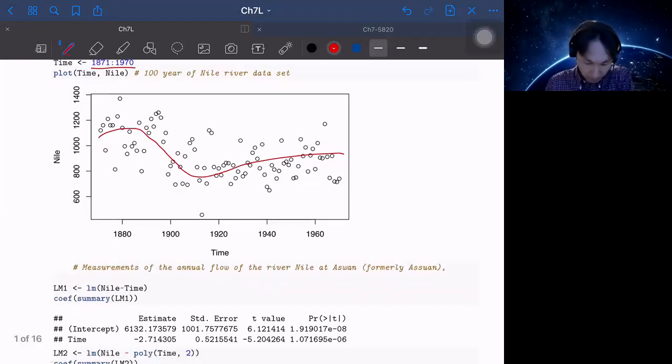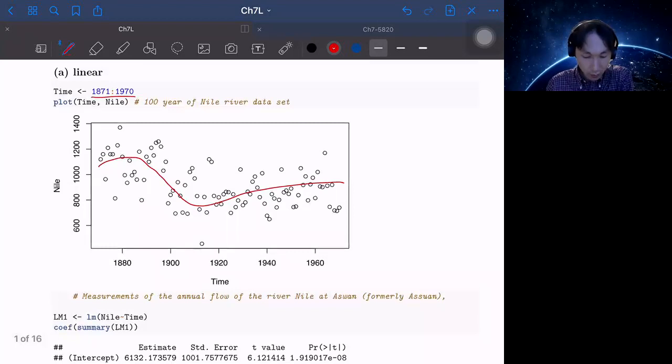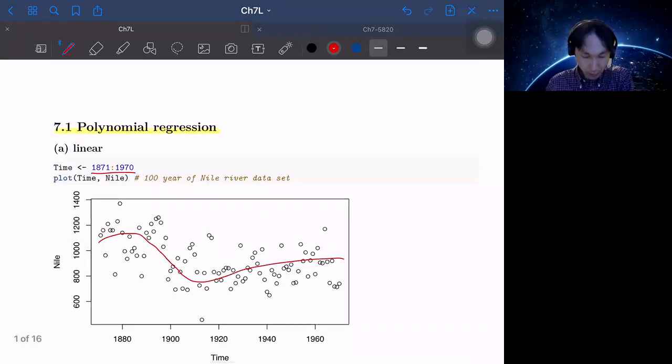Okay. Yeah. So this is in the default package. If you just start R and you type Nile, then probably you can get the data. So this is in the default R package.